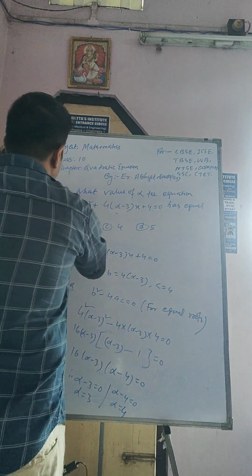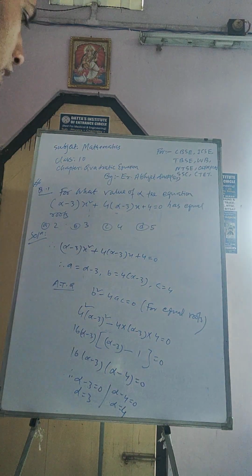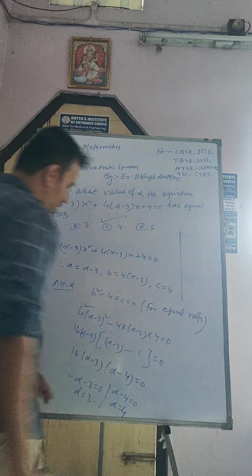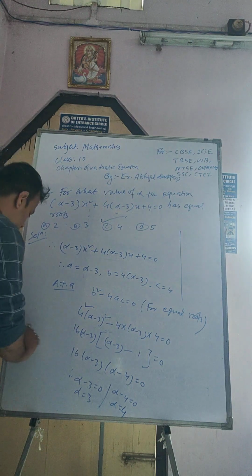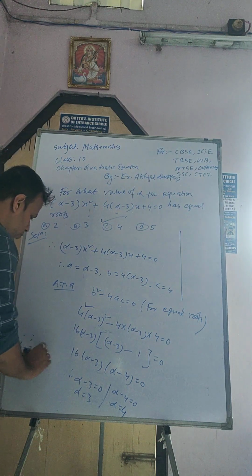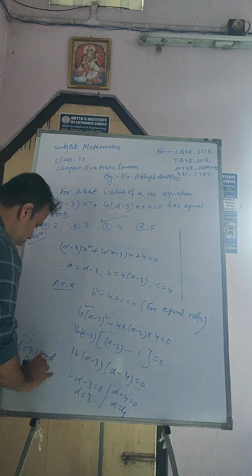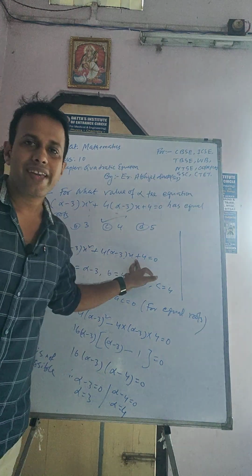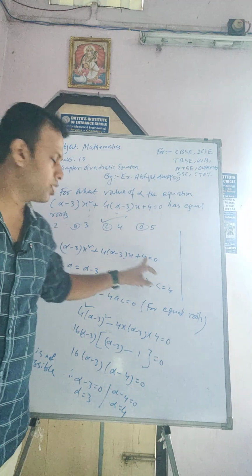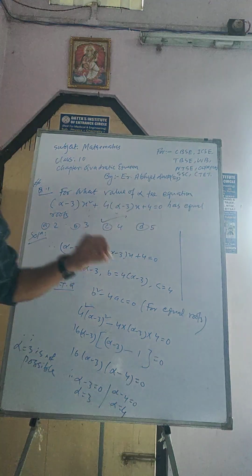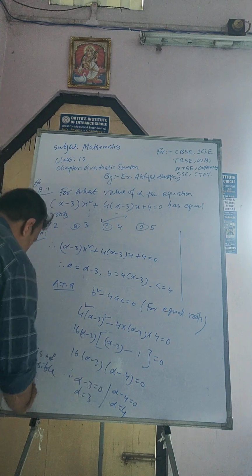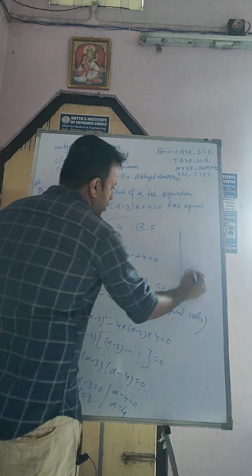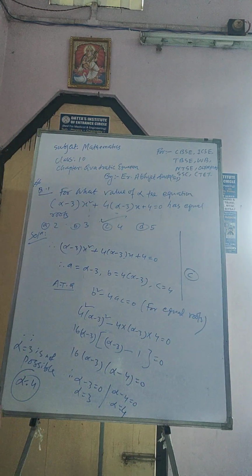Now which option is correct here? Option C is correct. Why can alpha not be 3? Since alpha equal to 3 is not possible, because if alpha is 3, then it does not become an equation. What will be left here? Only 4 will be left, it will be 0 and it will be 0. So alpha equal to 3 is not possible. Alpha equal to 4 will be the correct answer. So option C is the correct answer.